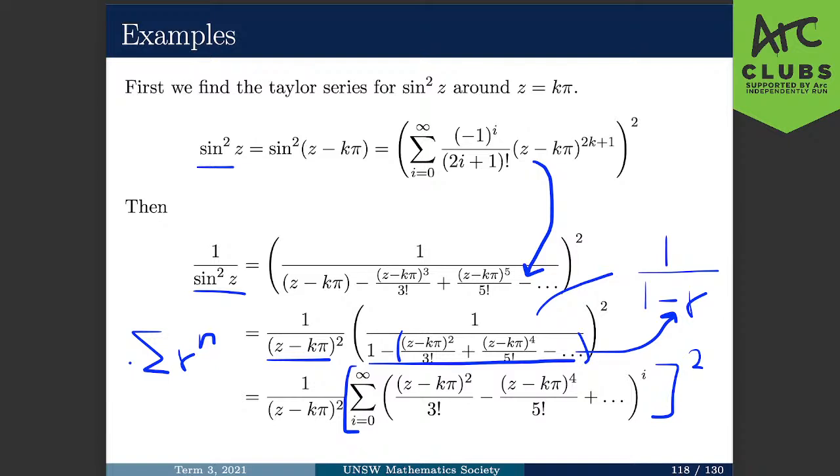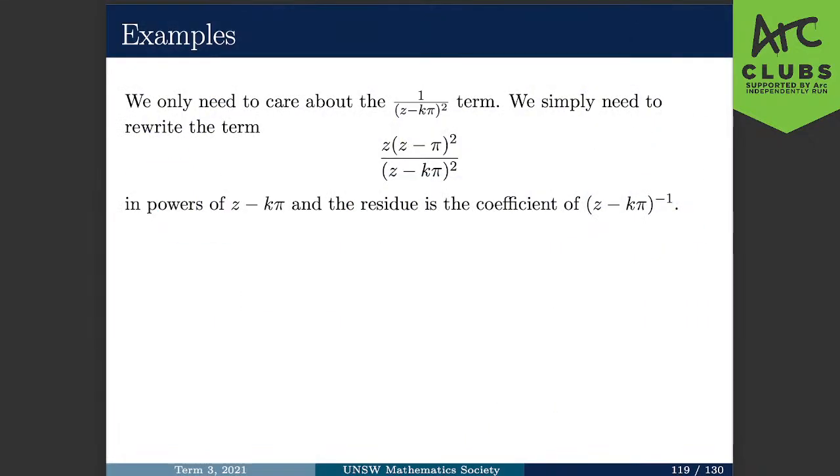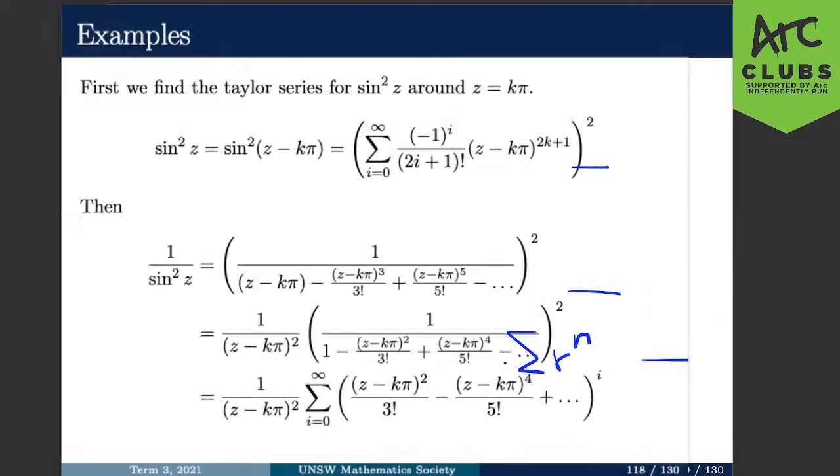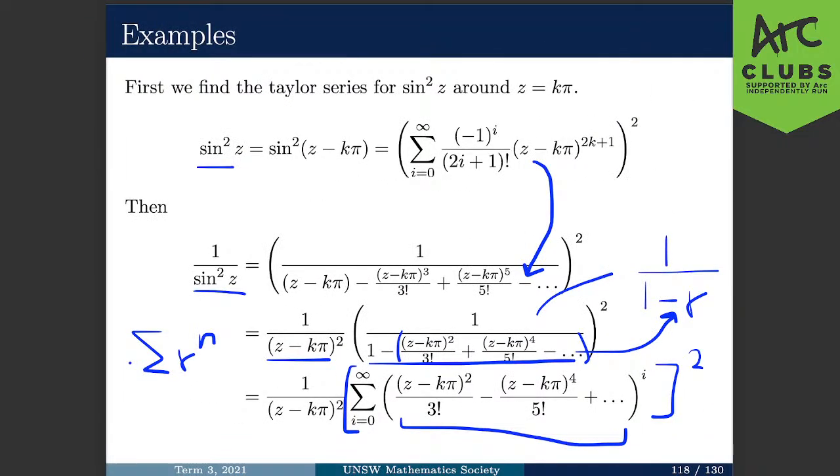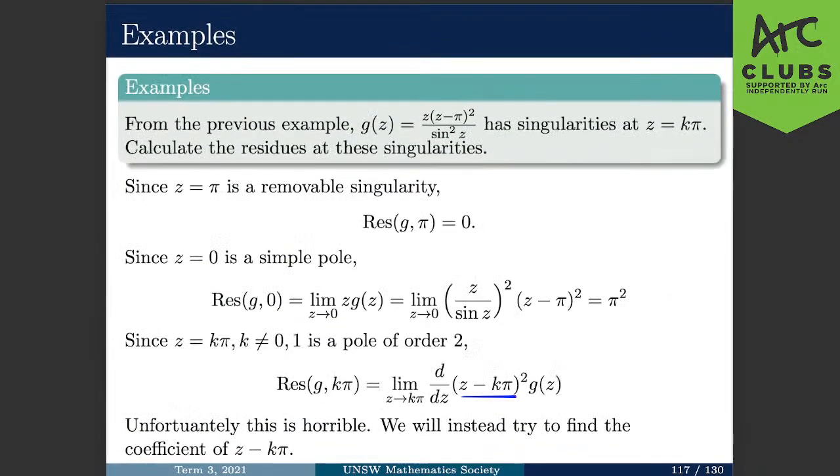So here there are a lot of terms, but actually I don't care too much about these terms because most of these terms are higher powers. So what we really care about is just this term. Let's make this a little bit clearer. Essentially here we have a lot of higher order terms, but we don't care about them because in this question we're trying to find the coefficient of this thing to the negative 1.